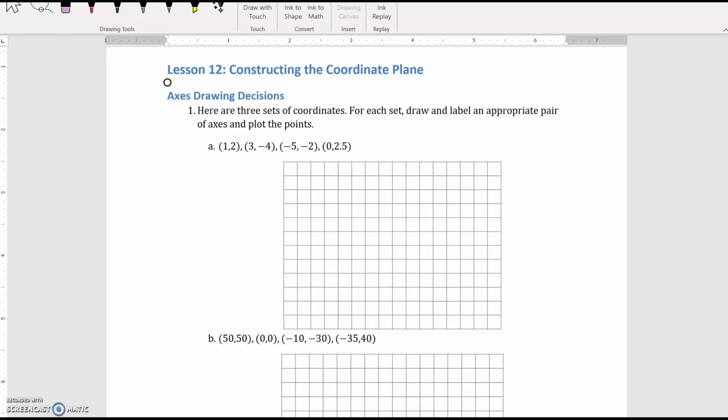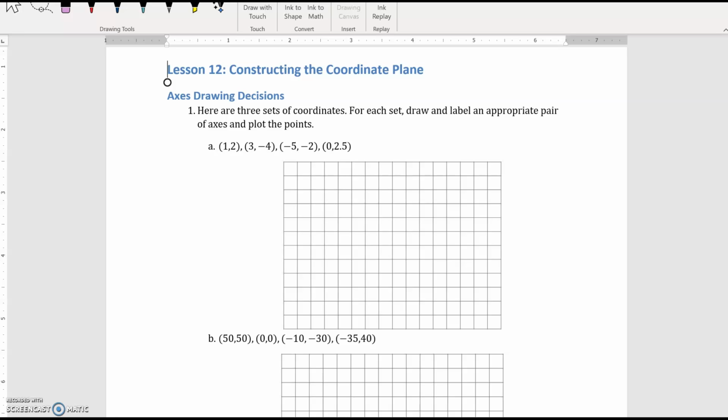Hey scholars, in this lesson we're going to continue graphing, but think to ourselves, how can I make a reasonable scale to help me plot the points that are provided to me? And I'm going to provide you some strategies to help you do that by modeling a few examples.